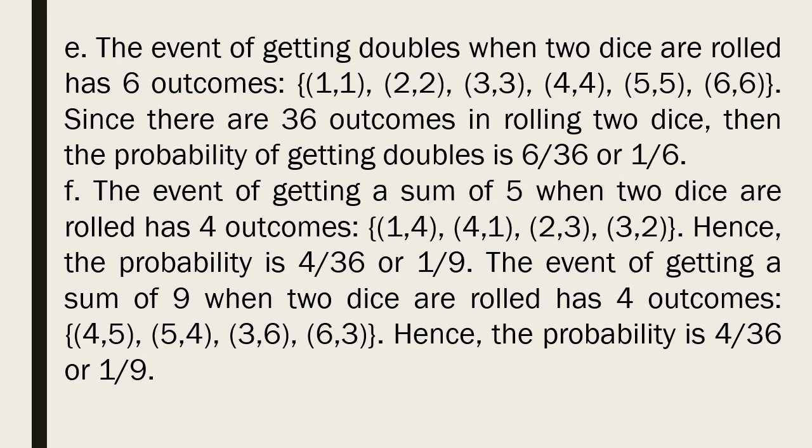Letter F, the event of getting a sum of 5 when 2 dice are rolled has 4 outcomes. Ano yung mga outcomes na yun? 1,4; 4,1; 2,3; 3,2. So, sa probability, ito ay 4 over 36 or 1 over 9. How about yung event of getting a sum of 9 when 2 dice are rolled? So, meron siyang 4 na outcomes din. Ito yung 4,5; 5,4; 3,6; at 6,3. So, meron din siyang probability na 4 over 36 or 1 over 9.